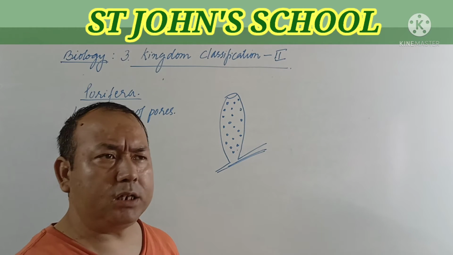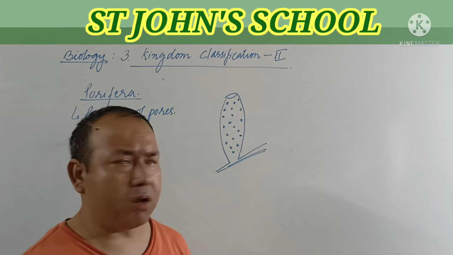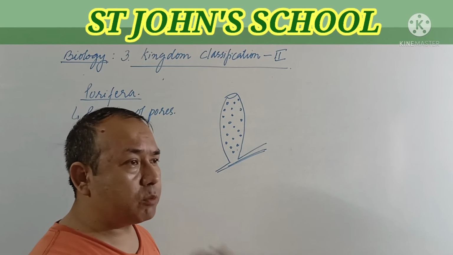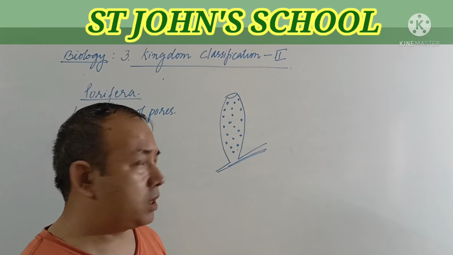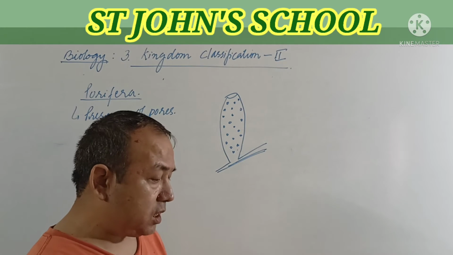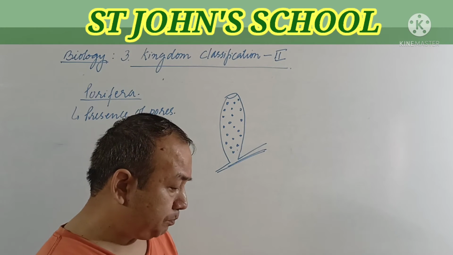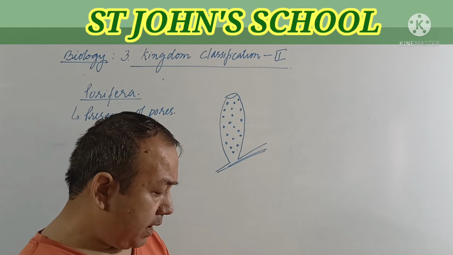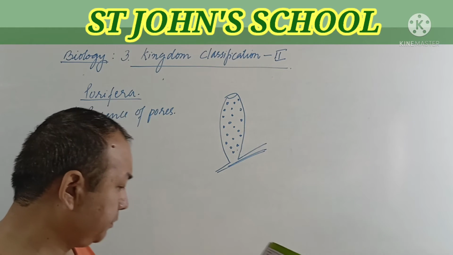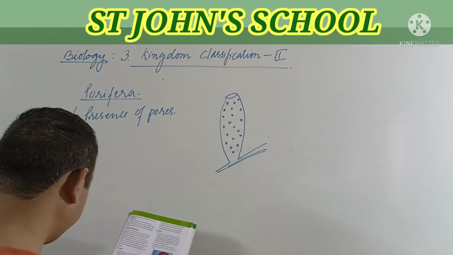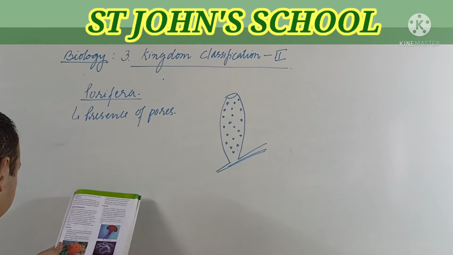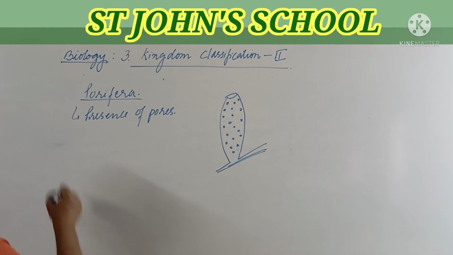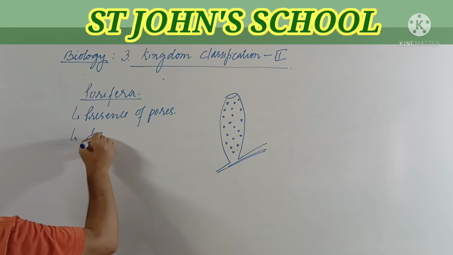They are usually marine, that is found in sea, ocean and all, and they remain fixed to the substratum like rocks. So the next important characteristic of these Porifera is that they are found attached to the rocks.